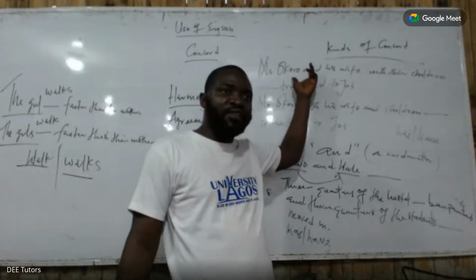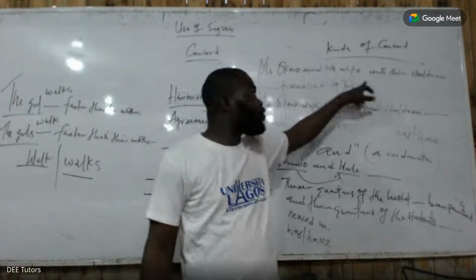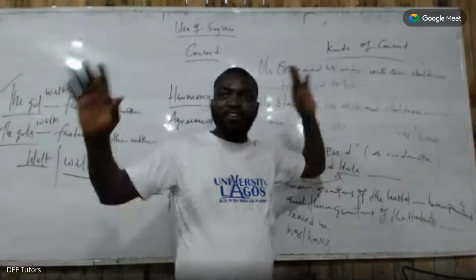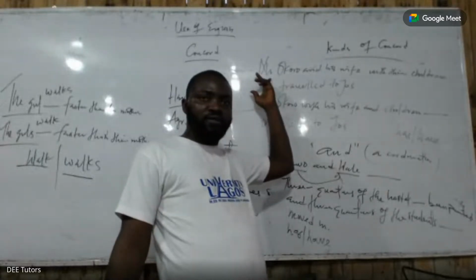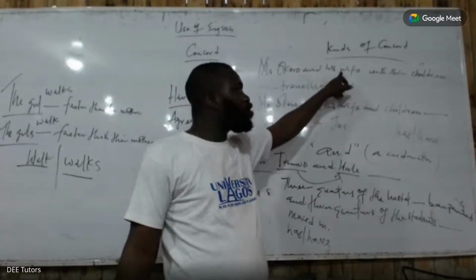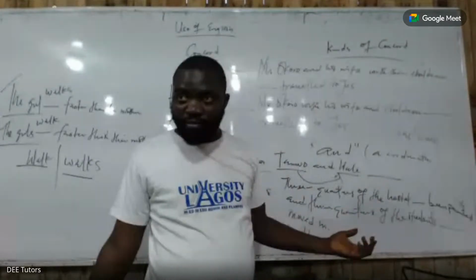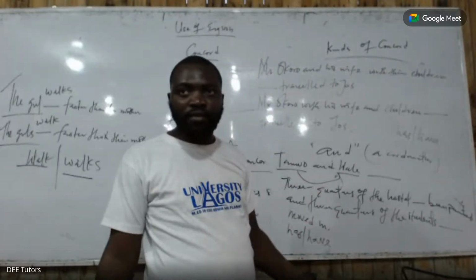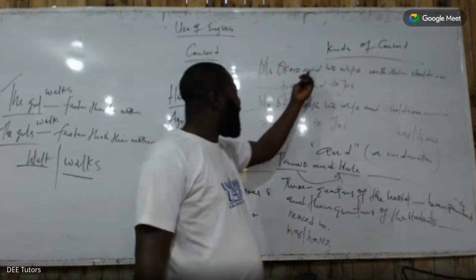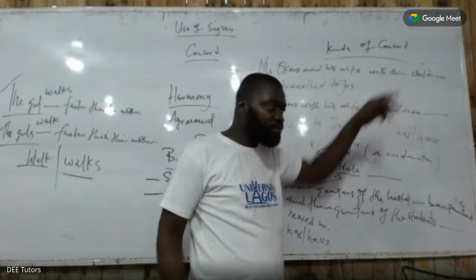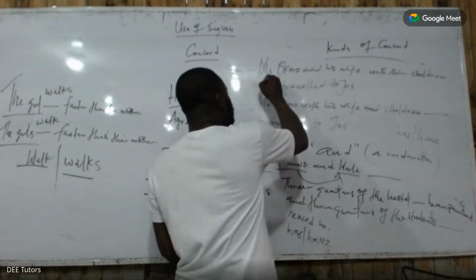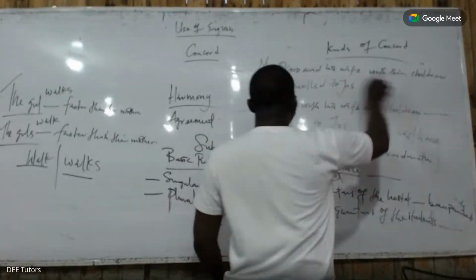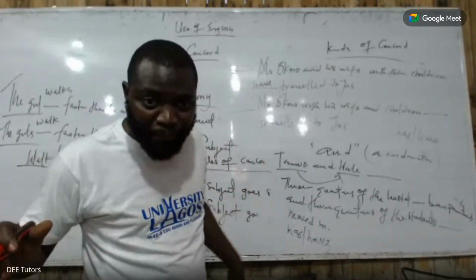Now, in the first sentence, the coordinator comes before the subordinator. The law states that whatever comes before and after a coordinator will control the verb to be used. Mr. Okoro, his wife, are they singular or plural? Since "and" comes before "with", we are going to use "are". Mr. Okoro and his wife, with their children, have traveled to Jos. Do you get that?